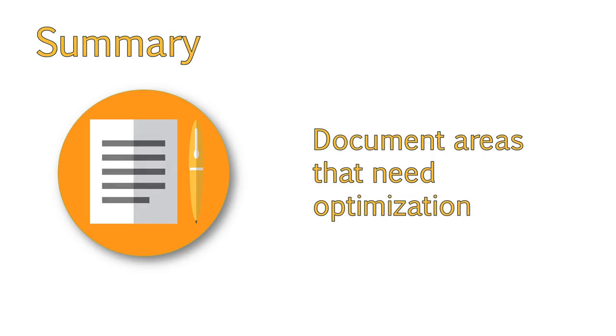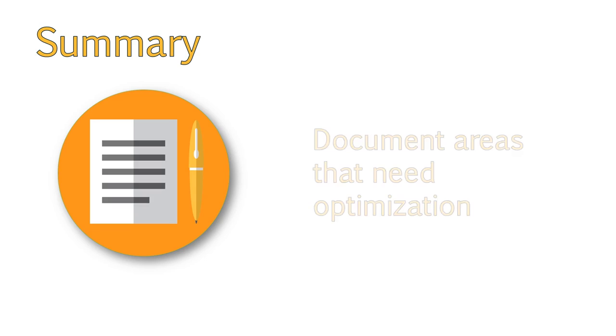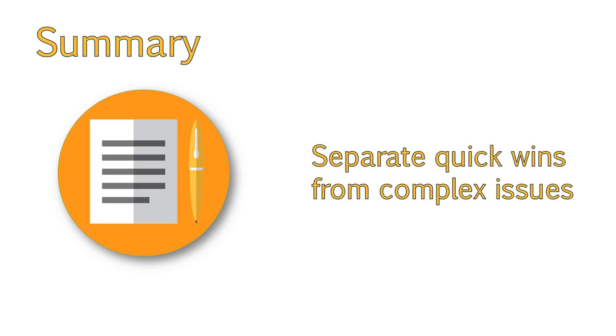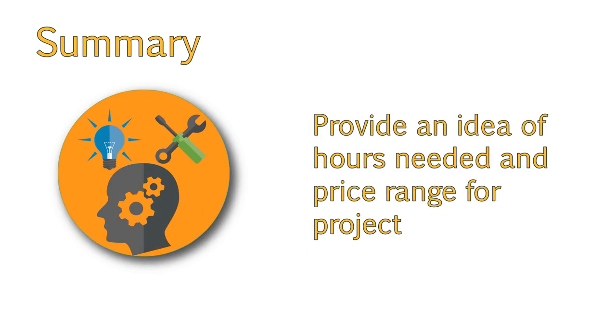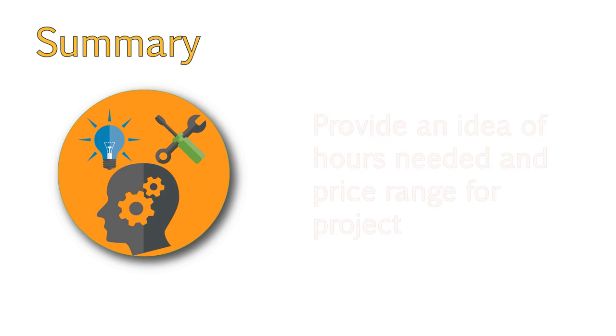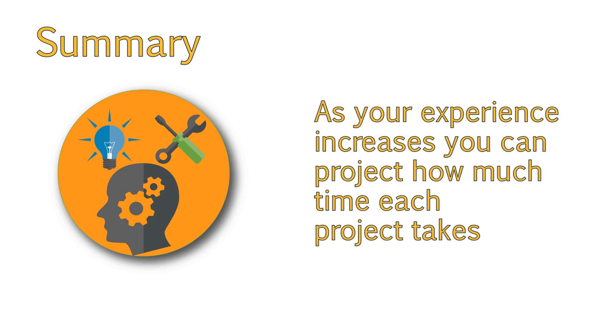Write down all of the areas you notice that will need optimization or look like they may have deeper issues. I would suggest separating this by items that are considered quick wins and ones that are more complex issues that will take some time but deliver value. This will give you an idea of the complexity and time needed to optimize a site, and you can set your hours and price range accordingly. At first, it will be difficult to tell how many hours something takes you, but as you work with more and more sites, you will have a better idea of project time and cost.